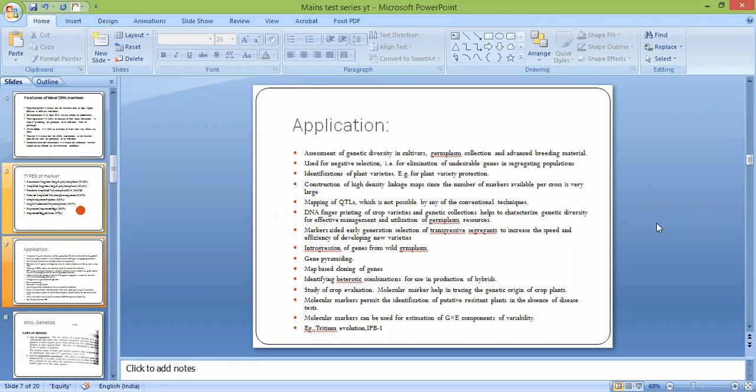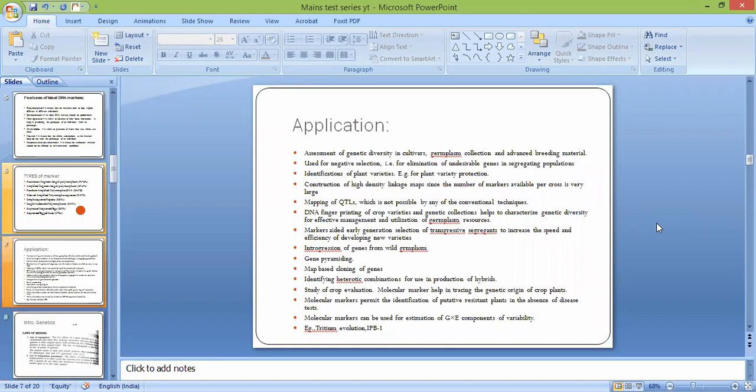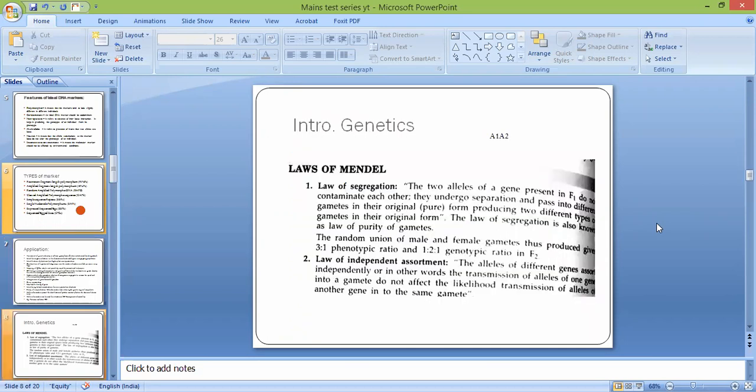Molecular markers permit the identification of putative resistant plants, and they can also be used in estimating the G x E interaction, that is the genotype-environment interaction, how they can create different populations. So I'm just showing you how you have to write: keep it very crux and write the key and important points. Next are questions like the laws of Mendel, which they may ask.